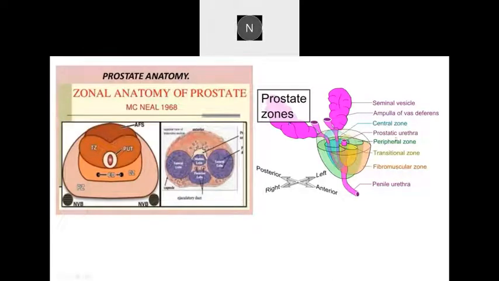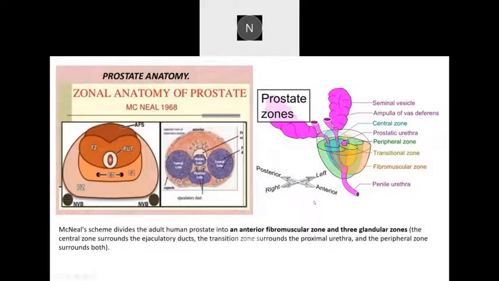So this is the seminal vesicle with the ejaculatory duct, combining and joining the urethra here. This is the fibromuscular zone. So the transitional zone contains the proximal urethra arising from the bladder. The peripheral zone is surrounding all the 3. So the whole orientation is there. So this is what they described in the various forms.